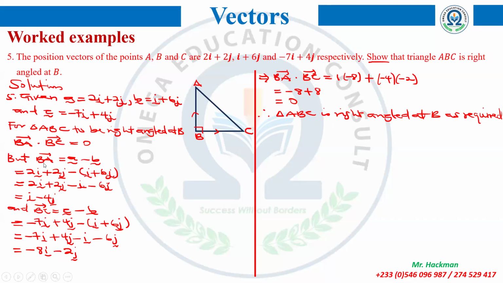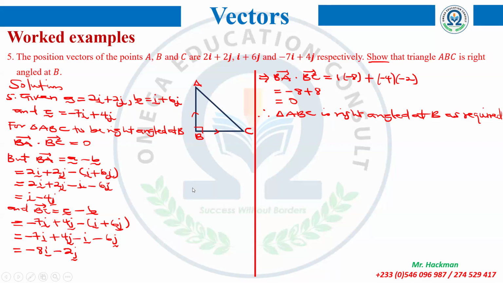Here, unfortunately, you don't know BA, but you know how to find BA. BA will be A tilde minus B tilde. So you go and perform your algebra, you substitute your A and your B, and you end up getting this to be your BA vector. In the same way, your BC vector will be the position vector of the point C, the terminal point, minus the position vector of the initial point. Then you substitute and perform your algebra.